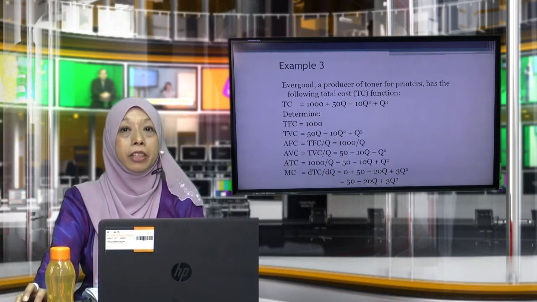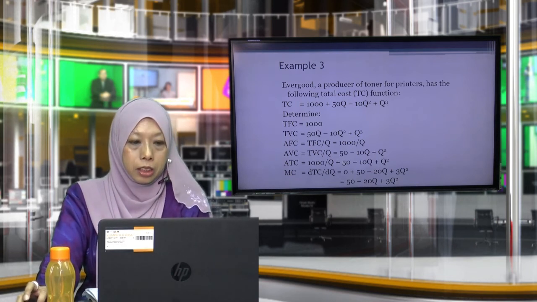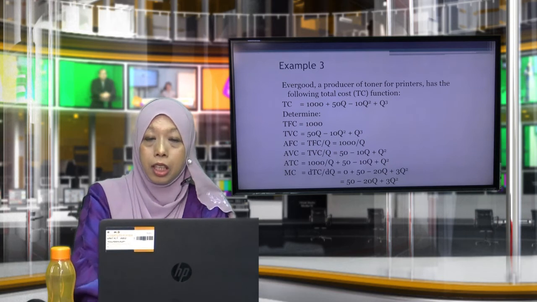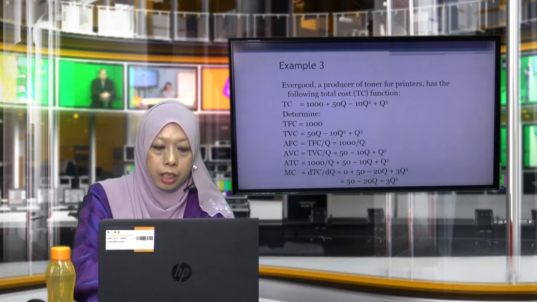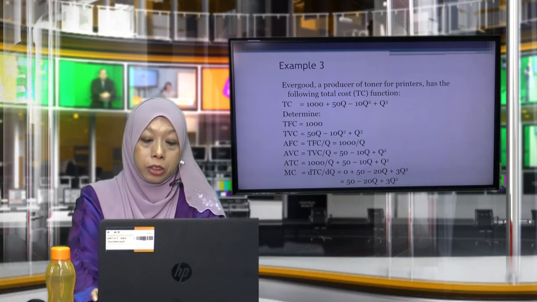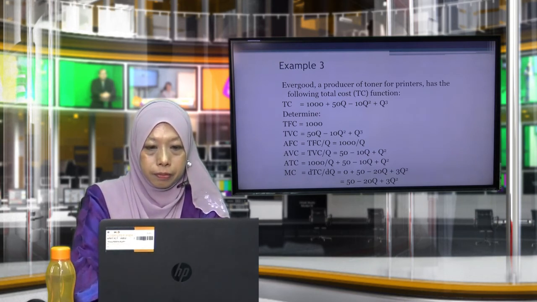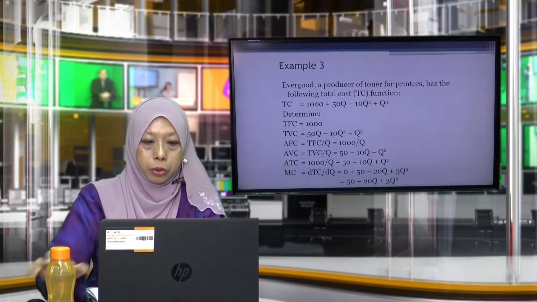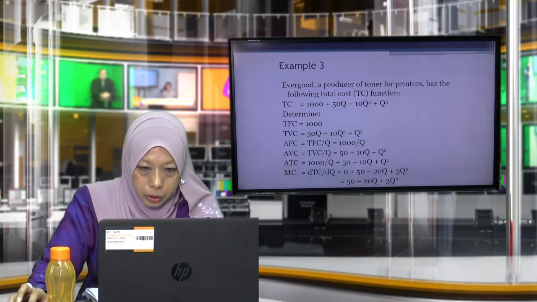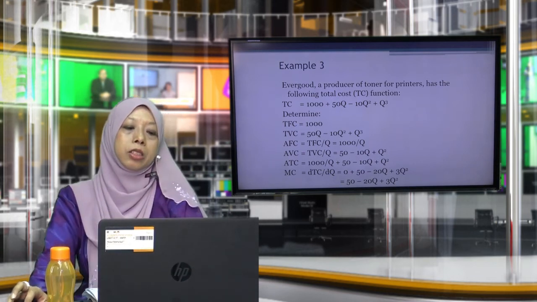Okay, so that's your average variable cost. And the last function that you are requested to find would be marginal cost function. So can you still recall how do we find marginal cost? Yes, you need to differentiate the total cost function with respect to Q, and that would give you 150 minus 16Q plus 1.2Q to the power of 2. Okay, so that's how you derive the marginal cost function.